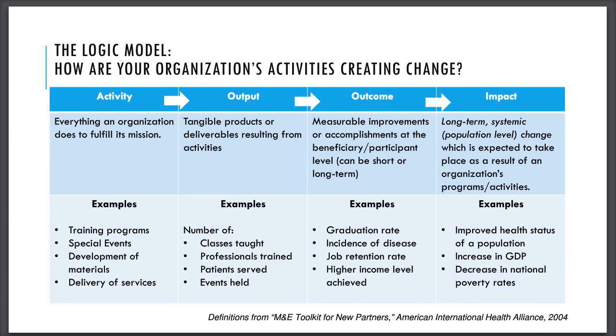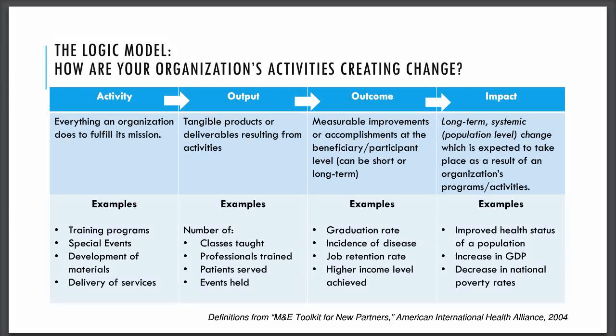This logic model is composed of the following components. And you can see on the chart to the left, the first column named activity. So activity is everything a program does to fulfill its mission. Examples of activities are training, special events, or programs that the organization engages in.